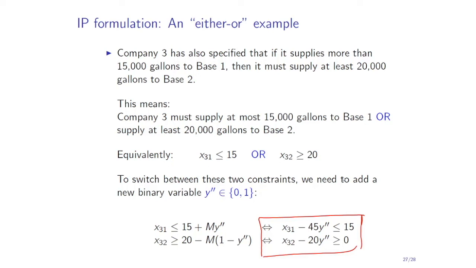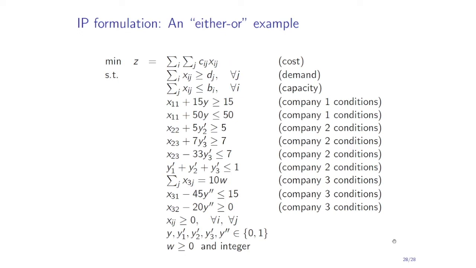Remember that company 3 had two requests. The first one was that its total supply must be a multiple of 10,000 gallons, and this is the second condition. For the first condition, we have to add one constraint, as I showed, and here we have to add 2 constraints, so 3 constraints in total to consider to model the conditions of the third company. And here is the actual model.